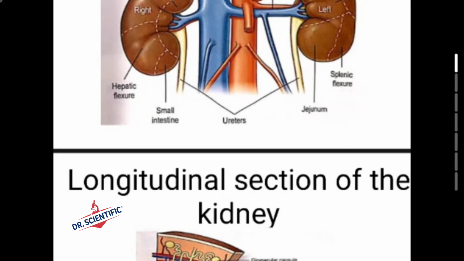Of course, as I say, there is the blood supply. It has to have blood supply. There are the renal artery and vein, the left and the right renal arteries and veins. The renal artery is a branch of the aorta, whereas the renal vein drains the kidney and goes into the vena cava.